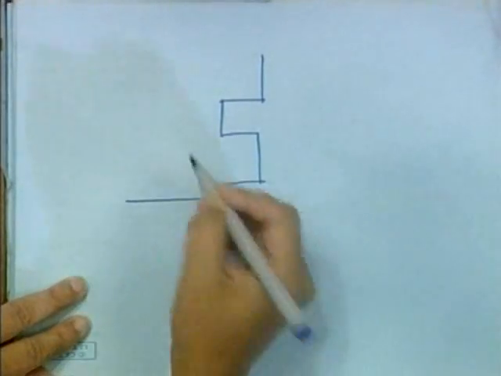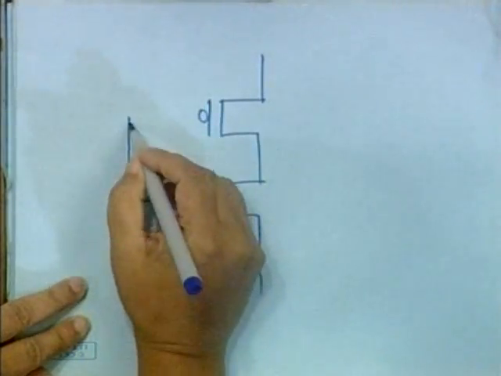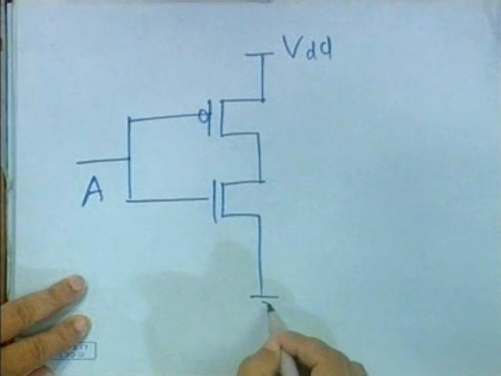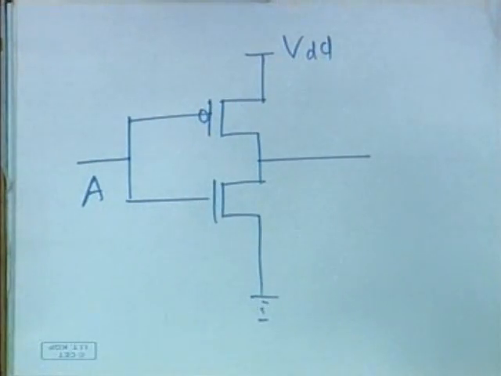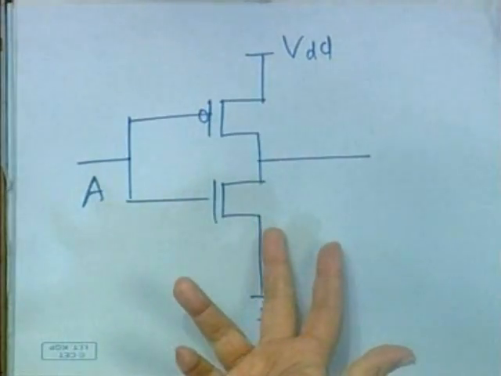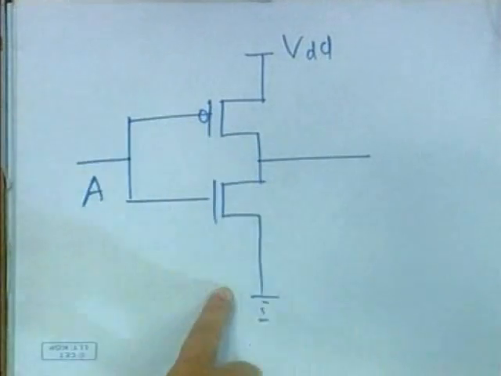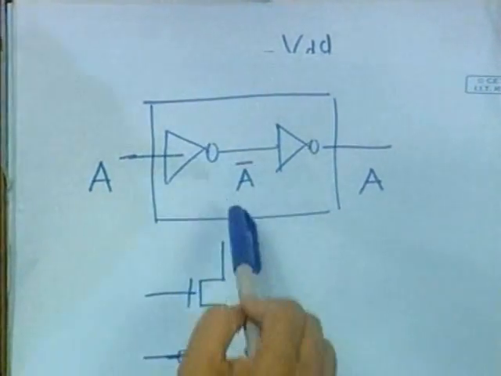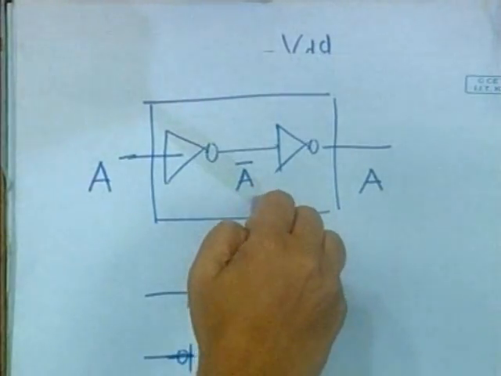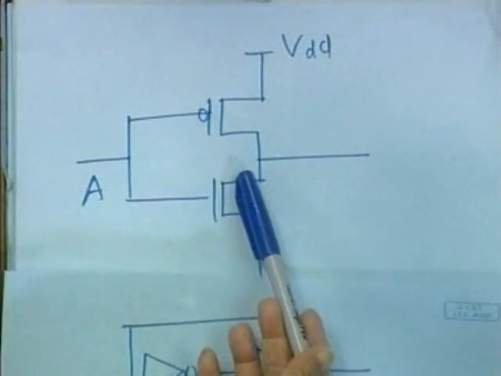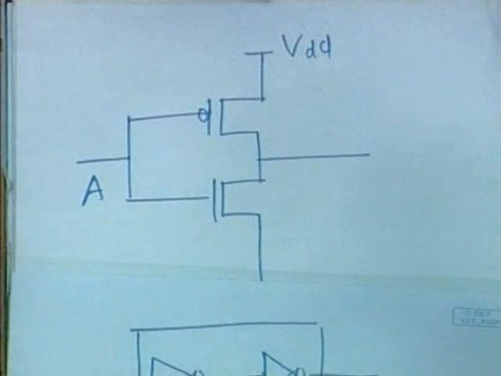This is my NMOS, this is my PMOS. Now see this transistor: if the L by W changes, the delay will change. Because this buffer module is made of transistors, if we choose a different inverter, which means a different transistor, then the delay will be different.